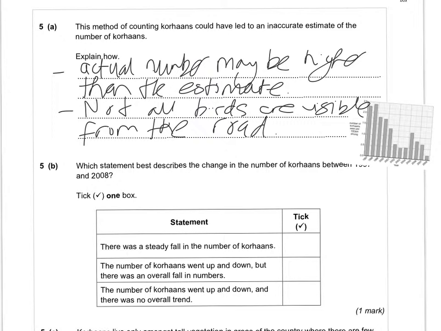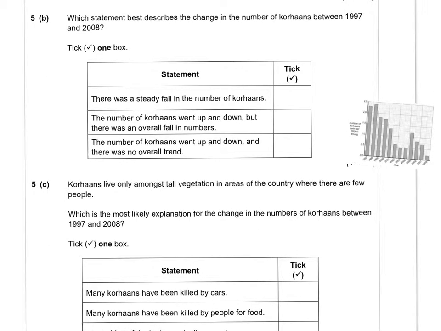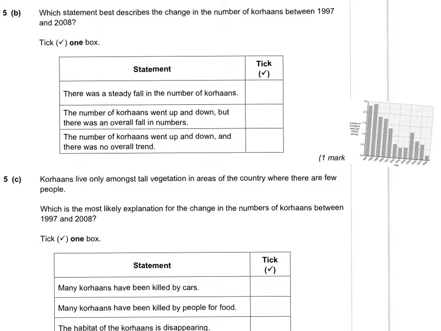Okay. That was the first part. 5b, which statement best describes the changes in the number of korhans between 1997 and 2008. So we've got three options. There was a steady fall. The number of korhans went up and down, but there was an overall fall in numbers. And the number of korhans went up and down, and there was no overall trend.